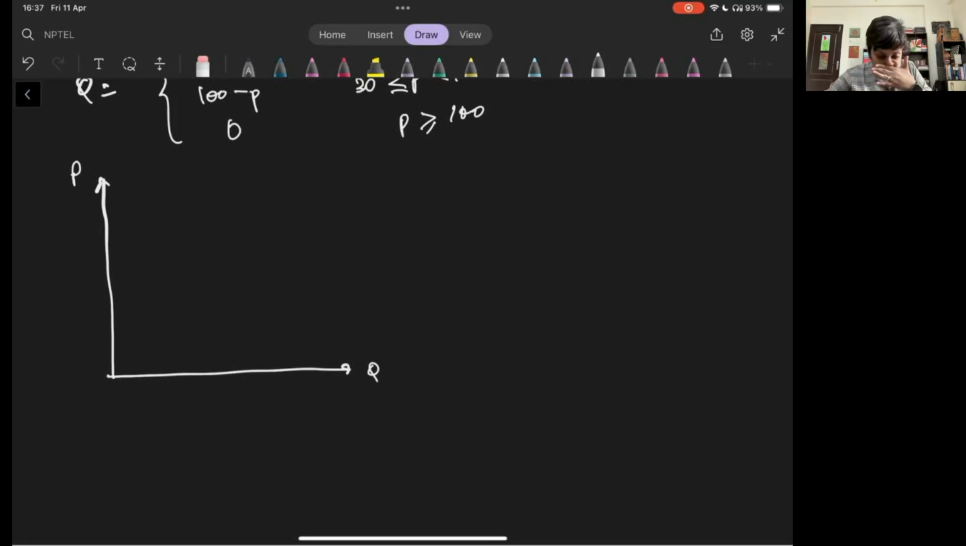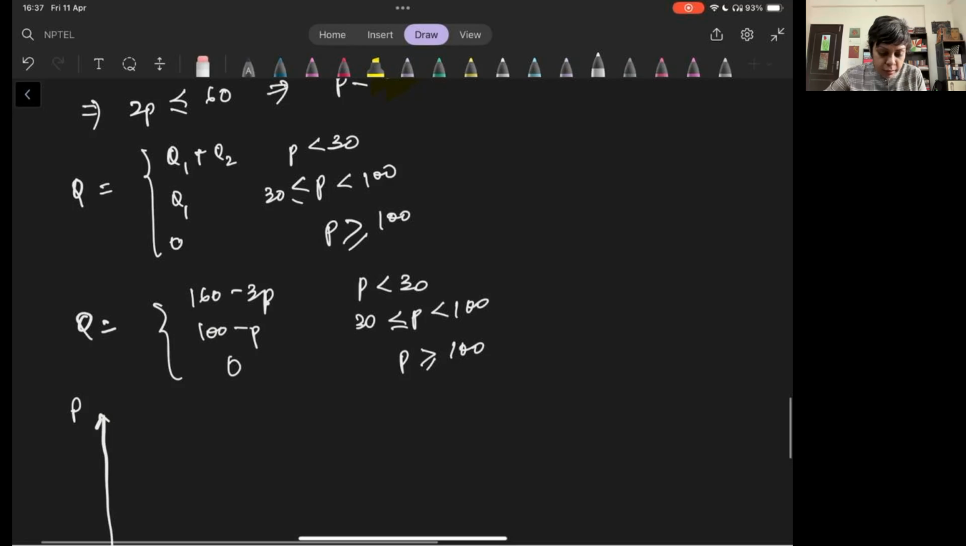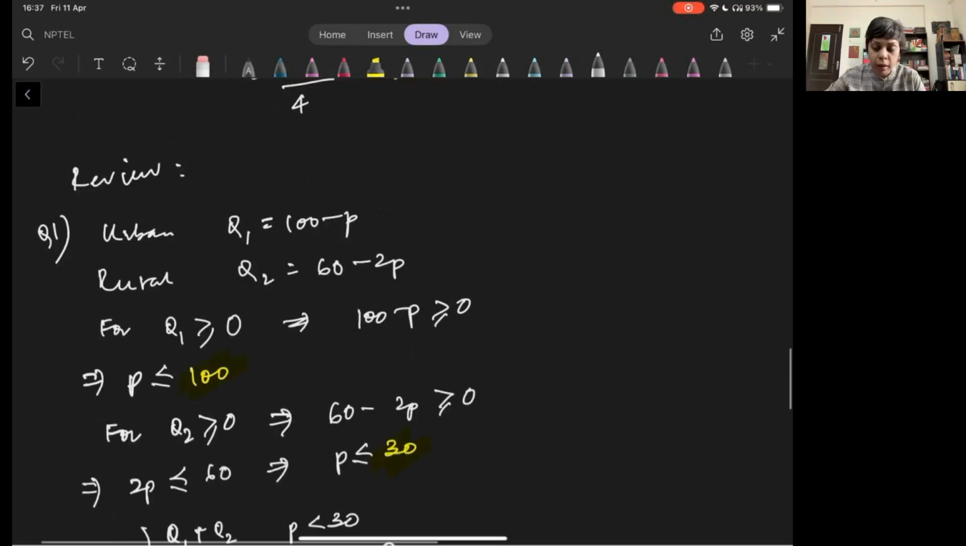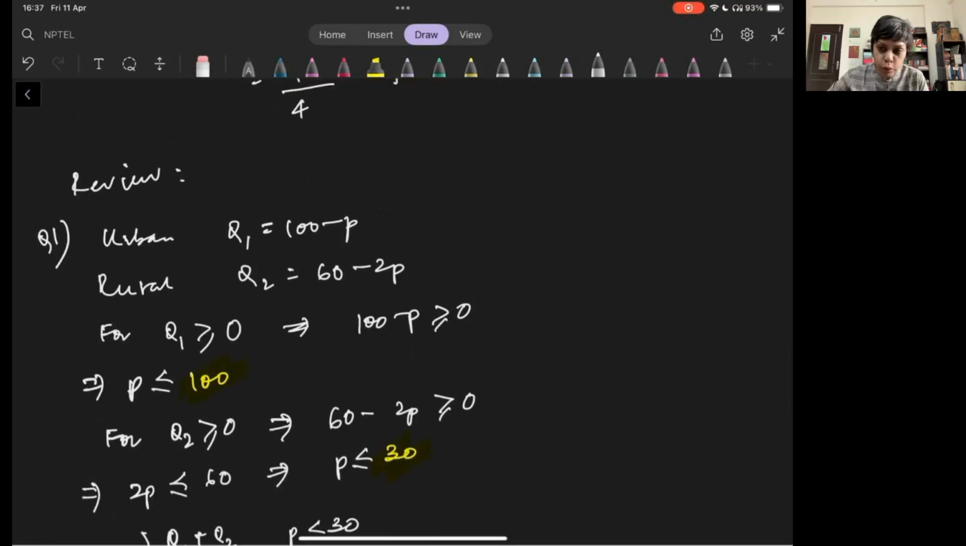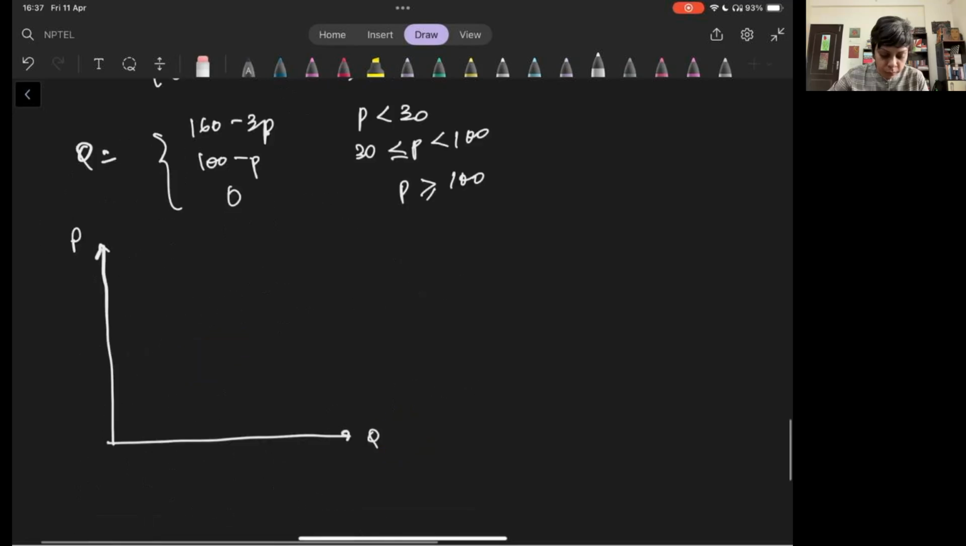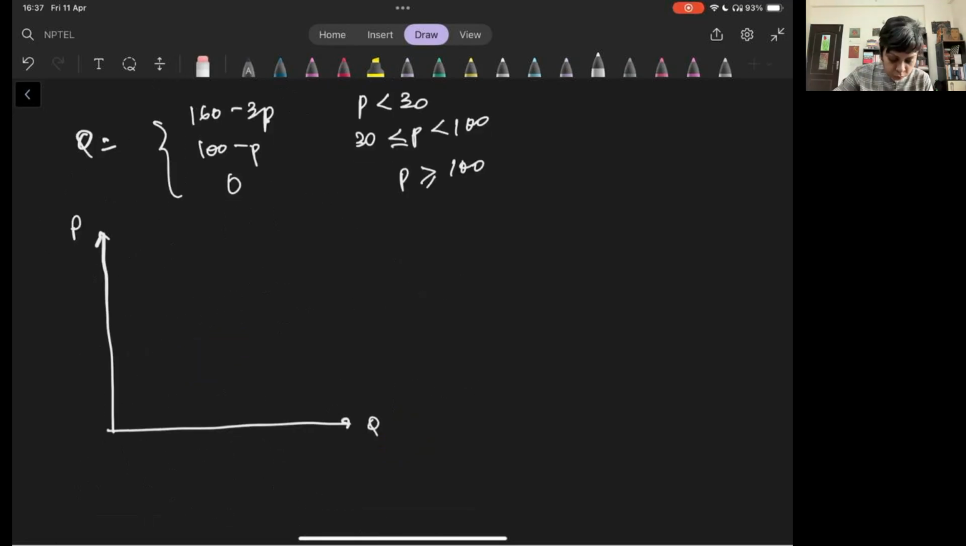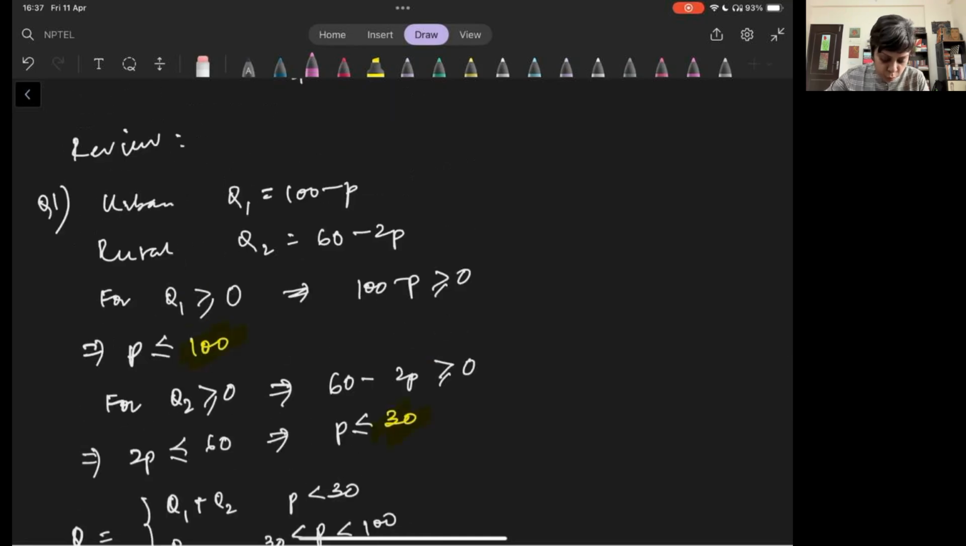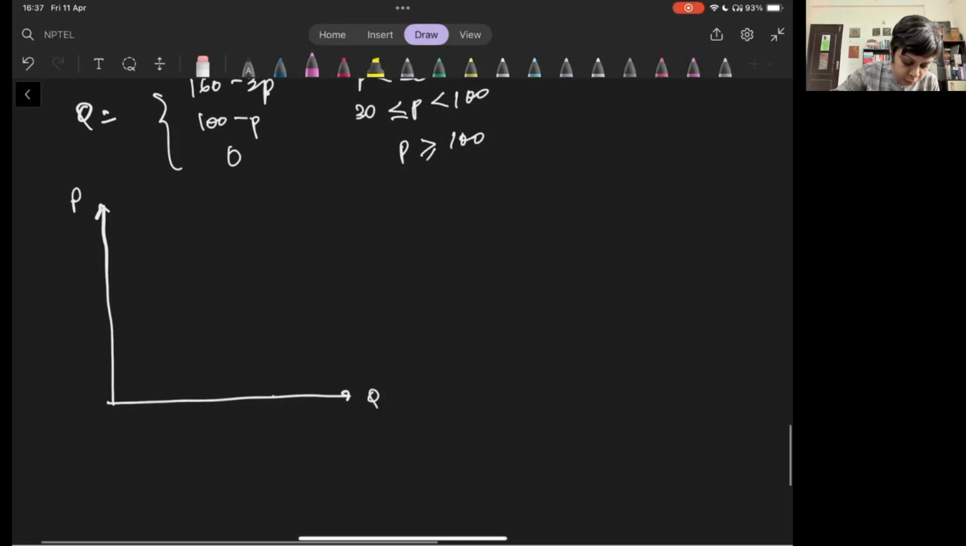Okay, so first of all, let's draw both these functions. At p equal to 0, q1 is what? 100. This is 100, and let me draw this with this diagram. And at p is equal to 100, q is equal to 0. So let's say this is 100, and this is 100. So let's draw this.